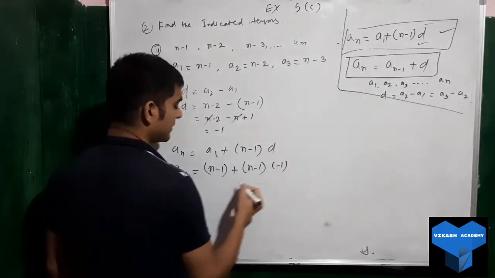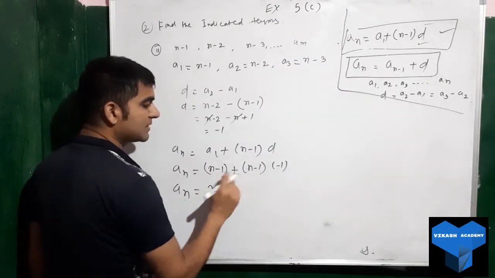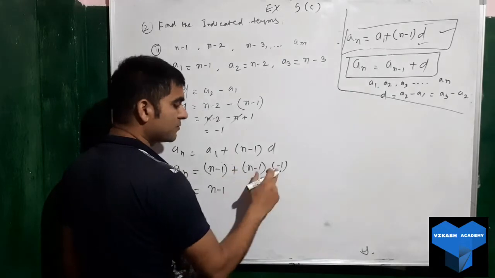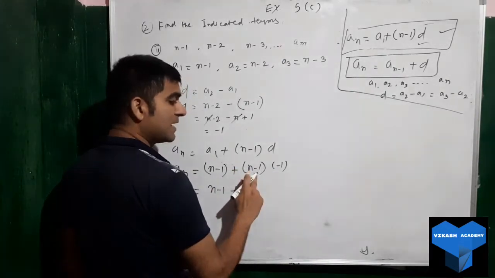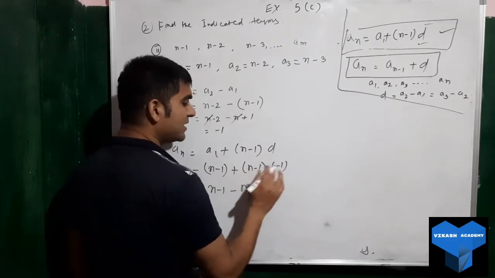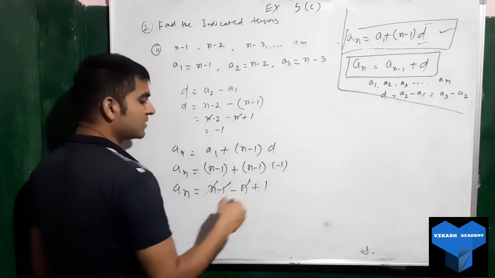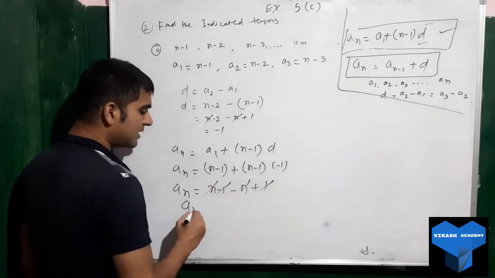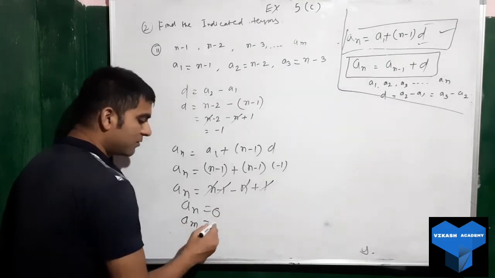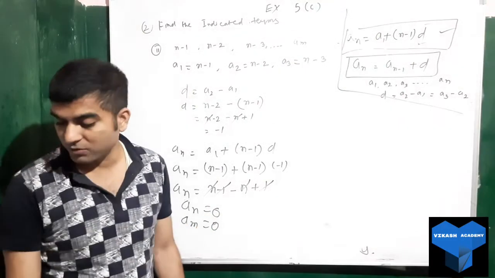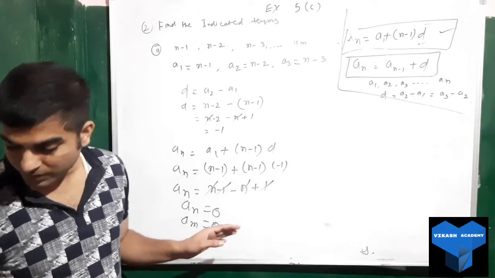D, what is D here? Minus 1. Then AN will be n minus 1 plus, now plus into plus plus, plus into minus, so you will get minus n. Now plus into minus minus, minus into minus plus 1 into 1, so it will be 1. Now plus n, minus n cancel, minus 1 plus 1 cancel, we got AN equal to 0. In place of n, if you write m, AM will also be 0. So we are getting the AM term also, or the AN term, as 0.